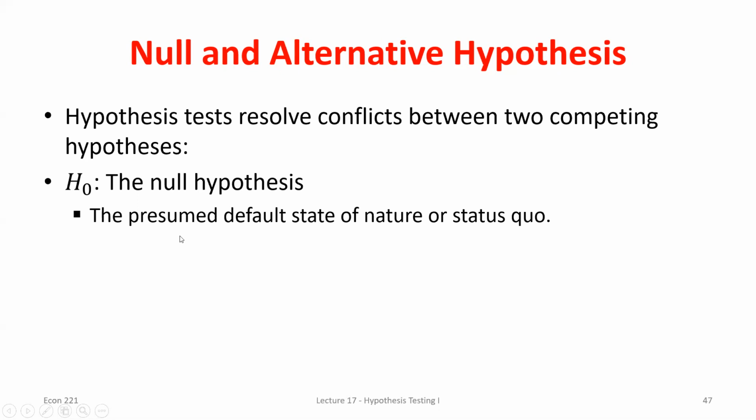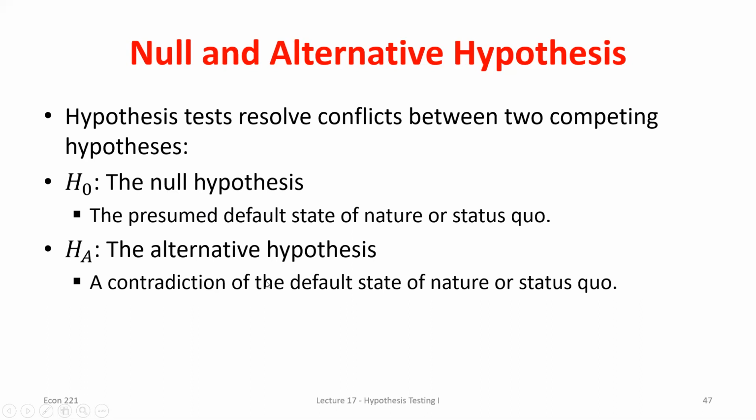So we'll assume that whatever the null hypothesis is, that's the true state of nature. The alternative is just the contradiction of that, or like I said, you can almost think about it as the complement. We'll denote the null hypothesis as H subscript 0, and the alternative as H subscript A. Okay.